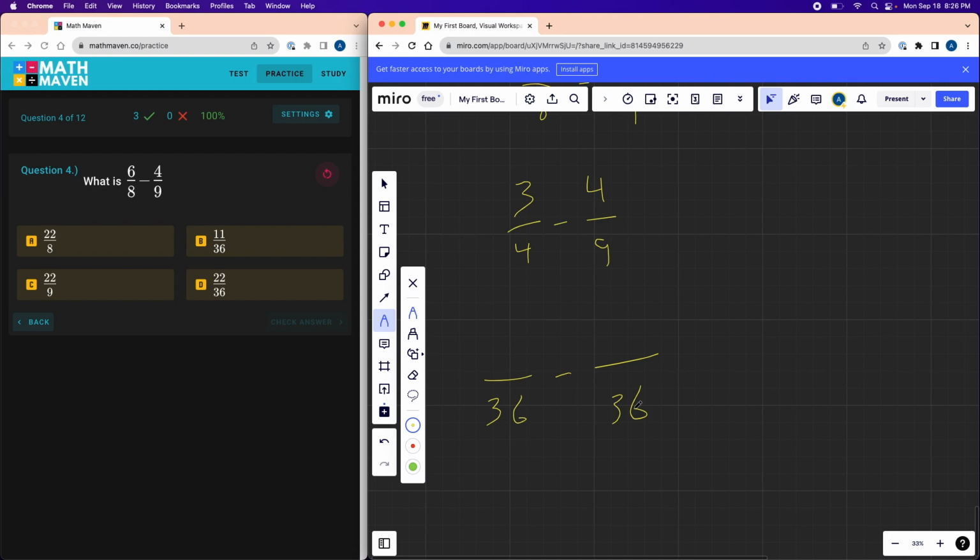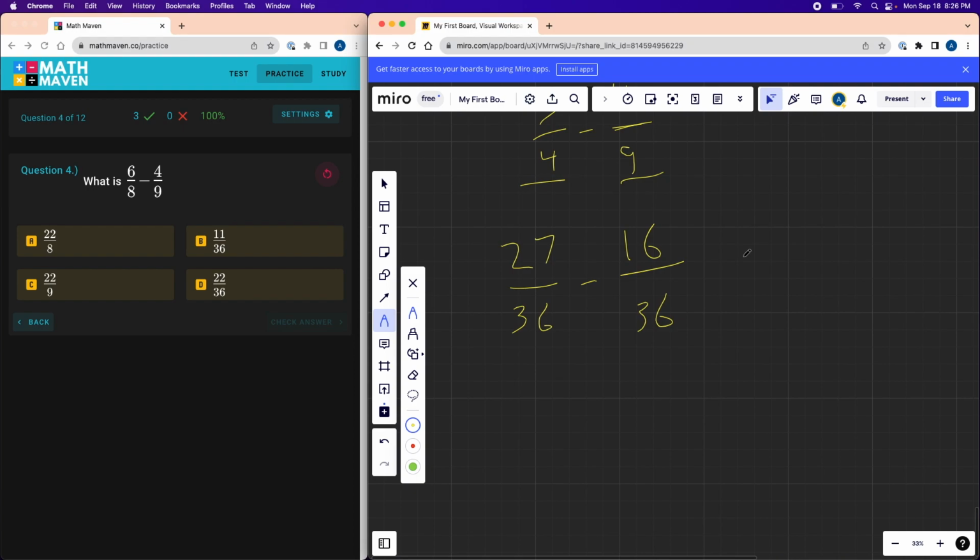Well, in order to get this 4 to be 36, we had to multiply it by 9. So in order to get this 3 to be something over 36, we need to multiply that by 9. So 3 times 9 equals 27. And then same thing: we had to multiply this 9 by 4 to get 36, so we will multiply this 4 by 4 to get 16. All right, and now it's just 27 over 36 minus 16 over 36.